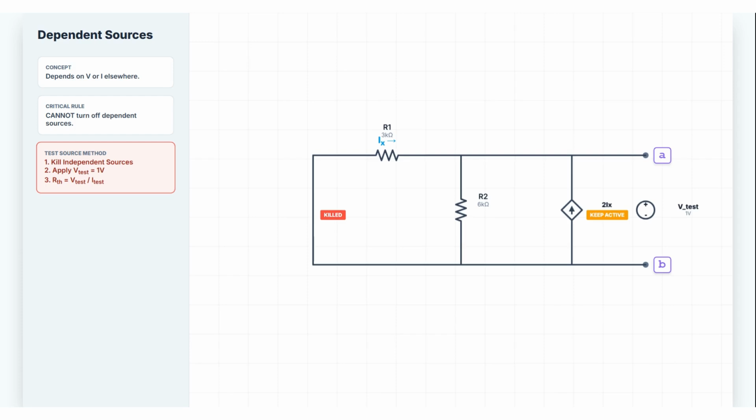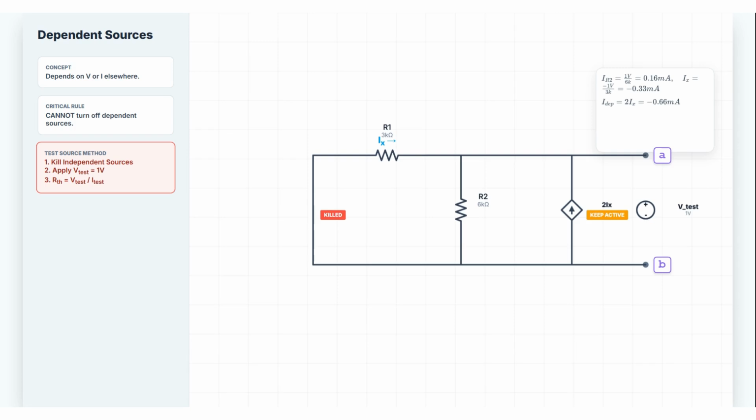We need to find it. The voltage across R2 is 1 volt, same as the test voltage. So current through R2 is 1V divided by 6K equals 1 over 6 milliamps. Now the dependent source outputs 2 times Ix. We need to find Ix. Using KCL at the node and working through the algebra, Ix equals 1 over 9 milliamps. So the dependent source outputs 2 times 1 over 9 equals 2 over 9 milliamps.